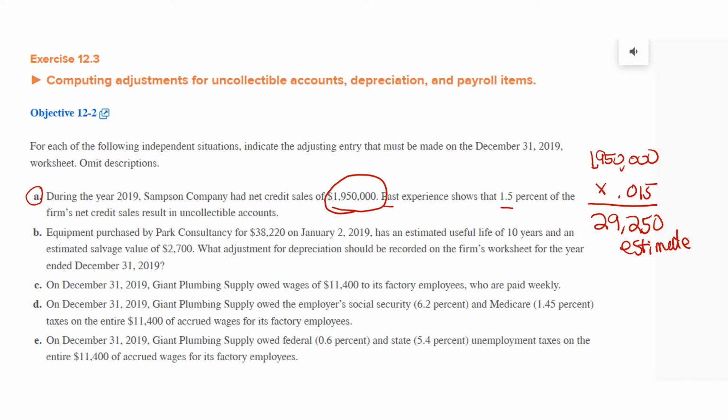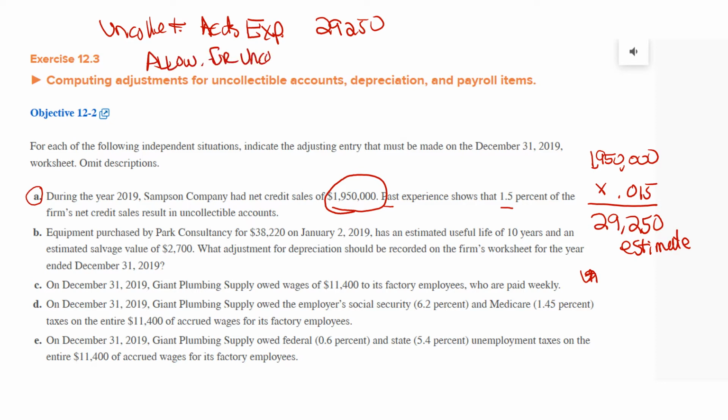And what that's going to do is that's going to trigger an adjusting entry. That adjusting entry will be what they call an uncollectible accounts expense. I'm going to write this up at the top. You'll have uncollectible accounts expense, debit for $29,250, and then you're going to credit your allowance for uncollectible accounts for $29,250. That would be your adjusting entry.